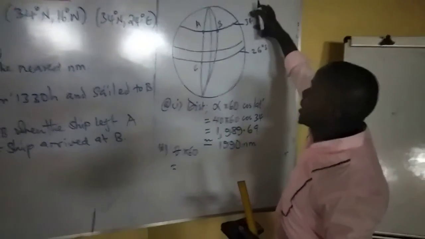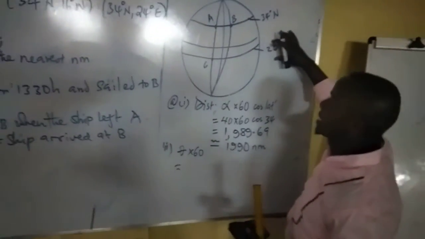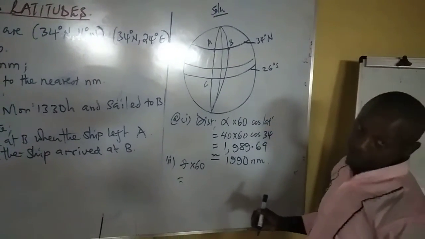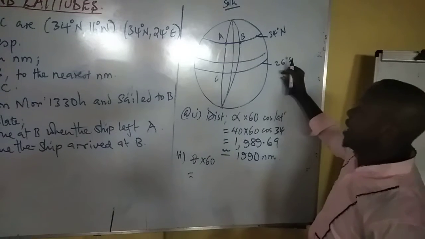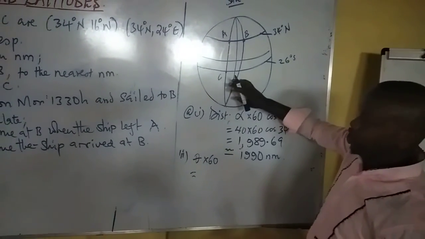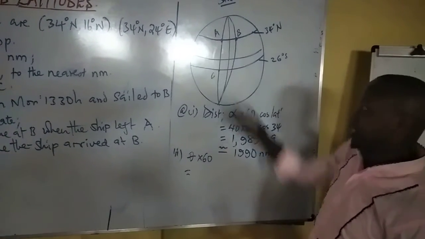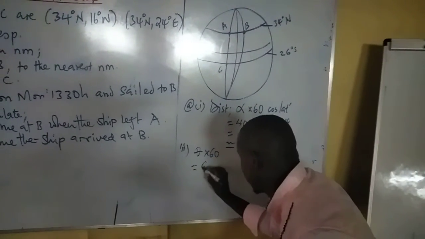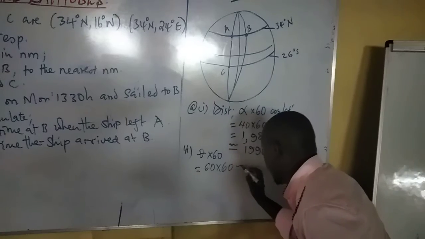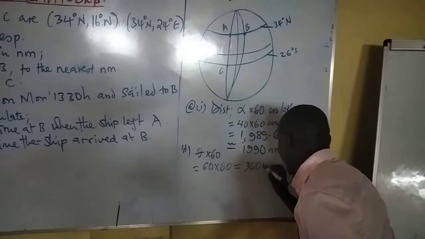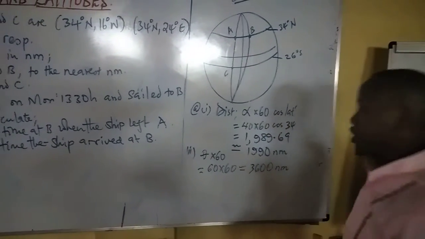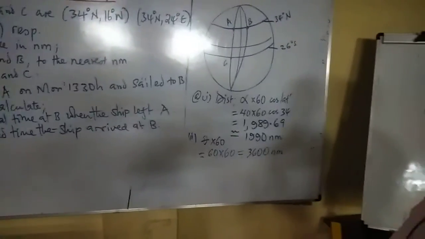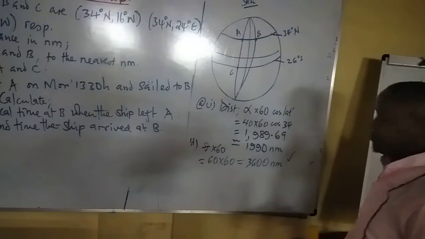This is latitude 34 and this is latitude 26. They are on opposite sides of the equator. Therefore, to get the difference, we add 34 and 26. So the difference in latitude from C to A is 34 plus 26, which gives us 60, times 60, which is a constant. This gives us 3600 nautical miles. So that's how we get the distances for part A, like that.